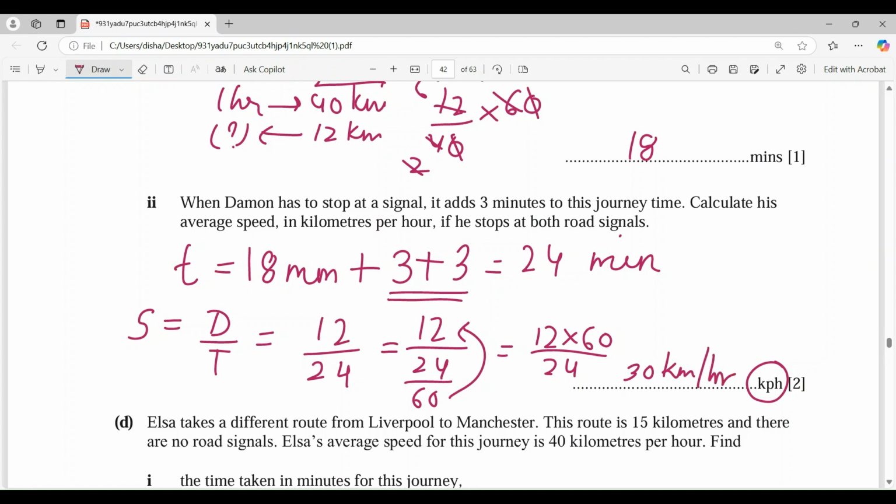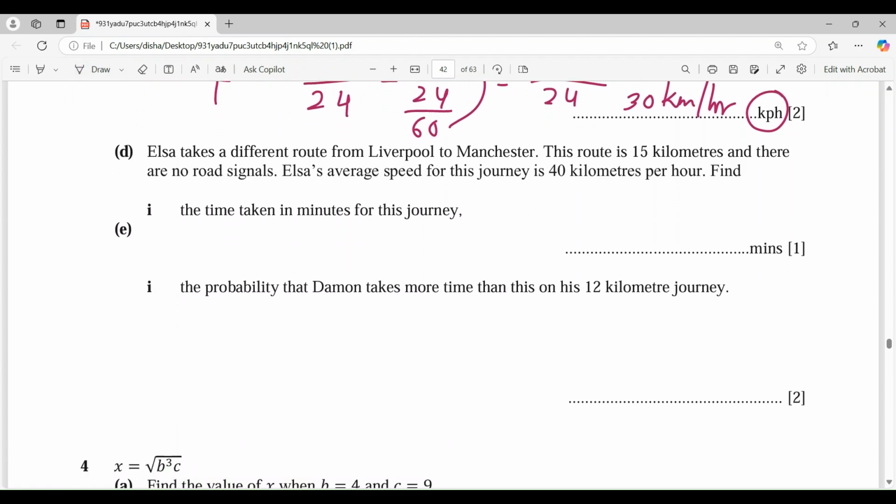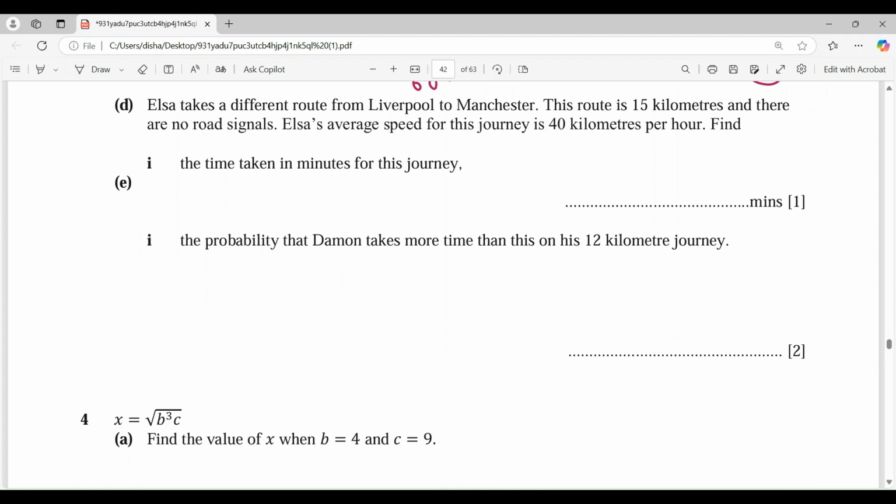Next, Elsa takes a different route from Liverpool to Manchester. This route is 15 kilometers and there are no road signals. Elsa's average speed for this journey is 40 kilometers per hour. Find the time taken in minutes for this journey.